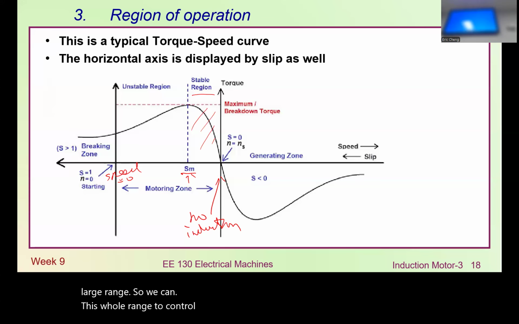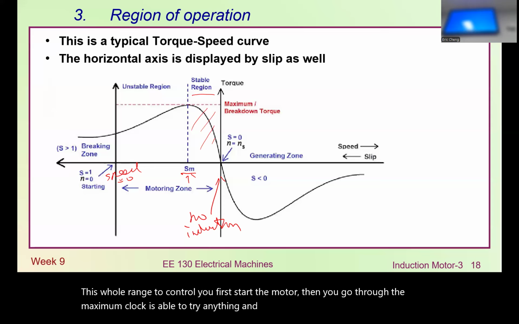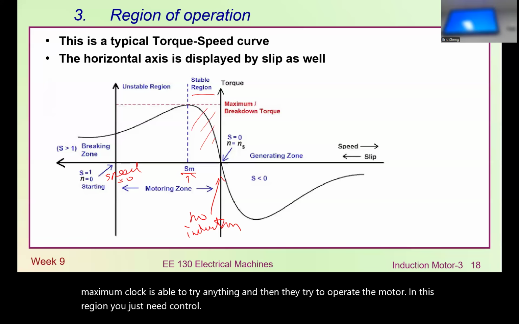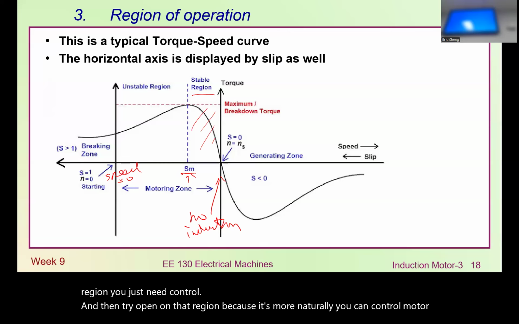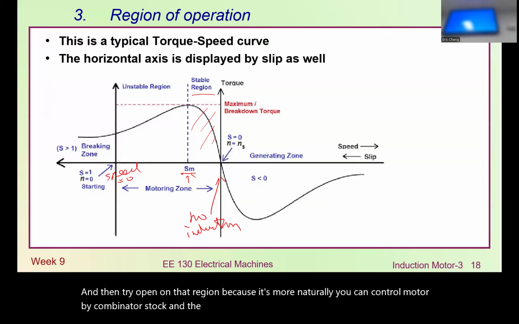We first start the motor, then go through the maximum torque, where it is able to drive anything, and then we try to operate the motor in this region. You just stick to control and try to operate in that region, because it's more natural: you can control the motor by correlating the torque and the speed. But in the unsafe region, if anything happens, the system will stop.